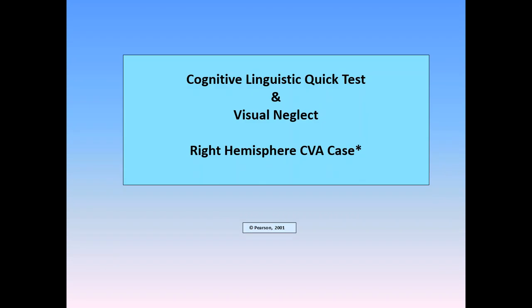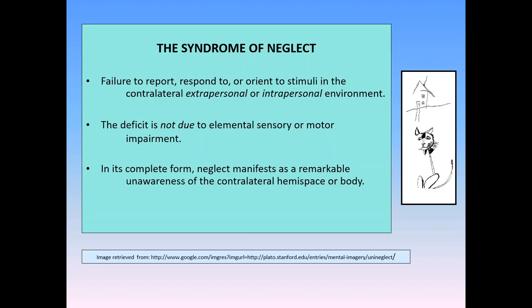Okay, now let's turn to the topic of visual neglect and use our case to illustrate it. Just in review, I'm sure that you experienced clinicians are familiar with the syndrome of neglect, but it's failure to report, to respond to, or orient to stimulation in the contralateral, extrapersonal, or interpersonal environment. And that's contralateral to the site of lesion. So if you have a right hemisphere lesion, the neglect would be to the left side. And it's not due to elementary sensory or motor impairment.